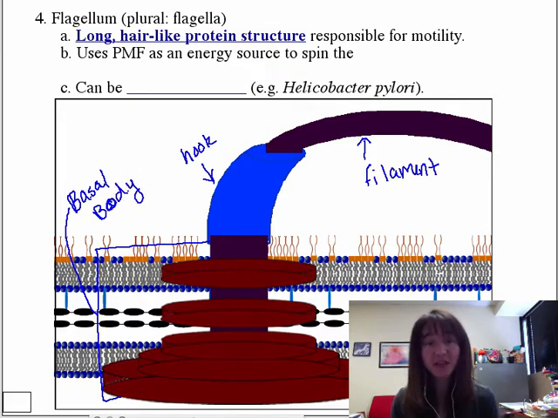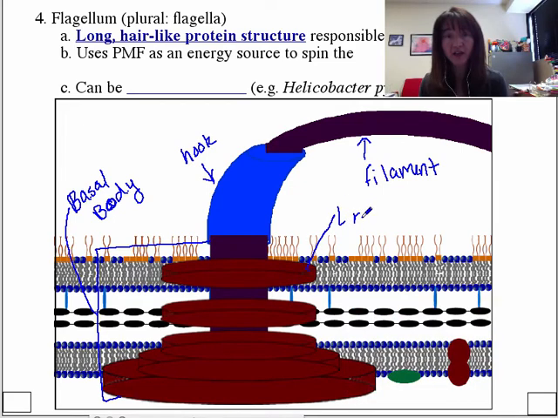And further, the basal body is constructed of all of these different rings. And the rings are named the L ring. So this top one there is the L ring. The middle one here is the P ring. And bottom down here, this one is called the MS ring. And this is called the C ring.